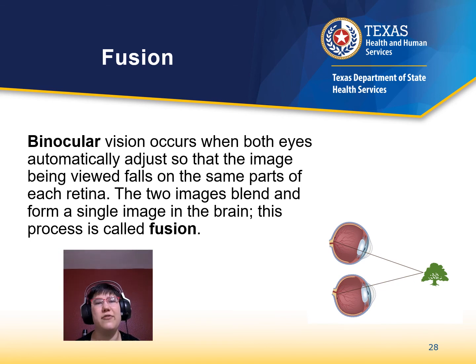And then binocular vision occurs when both eyes automatically adjust so that the image being viewed falls into the same part of each retina, and then the brain says, oh, those match, I can see. That's fusion. When we don't have fusion, we get blurry vision. So you might have experienced this by having a head injury that caused it, or taking central nervous system depressants, which could cause your eyes to not be able to, because the brain is what manages all of this.